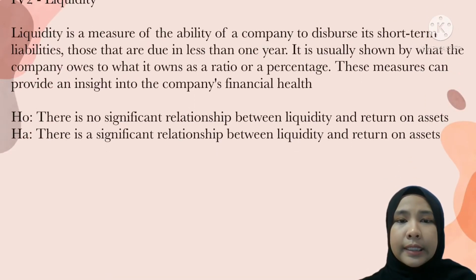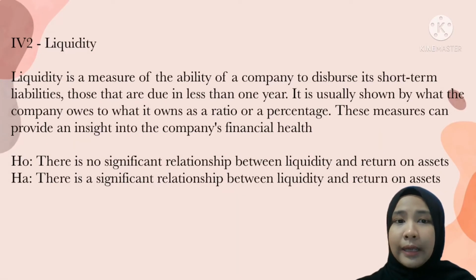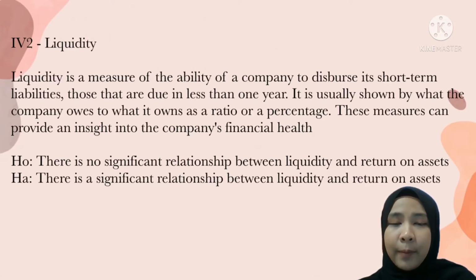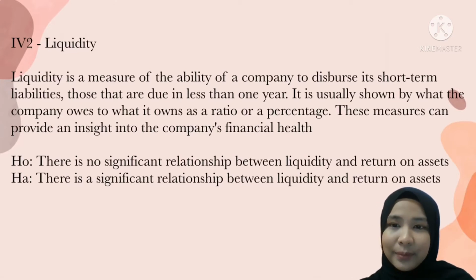So the next IV is liquidity. Liquidity is a measure of the ability of a company to disburse its short-term liabilities, those that are due in less than 1 year. It is usually shown by what the company owes to what it owns as a ratio or a percentage. So this is the hypothesis for liquidity. For H0, there is no significant relationship between liquidity and return on asset, and for HA, there is a significant relationship between liquidity and return on asset.